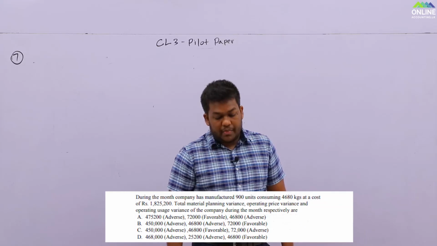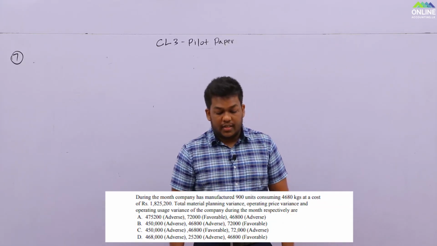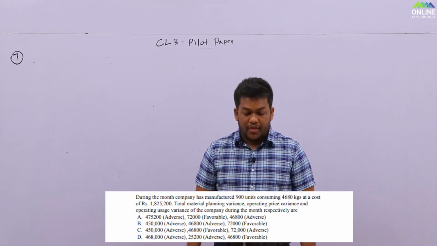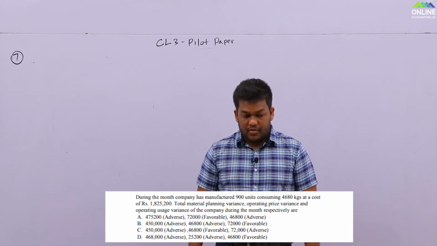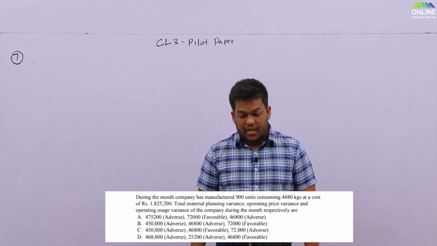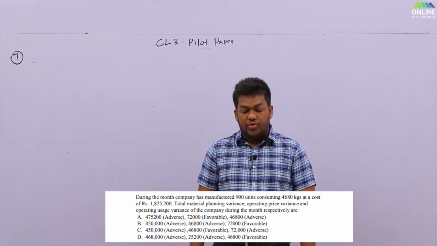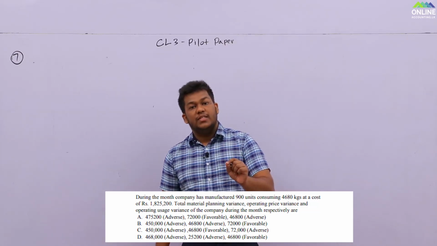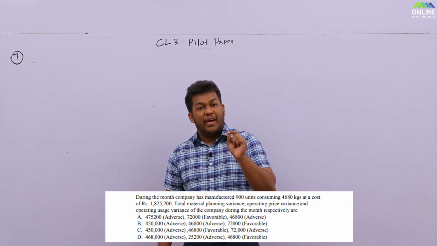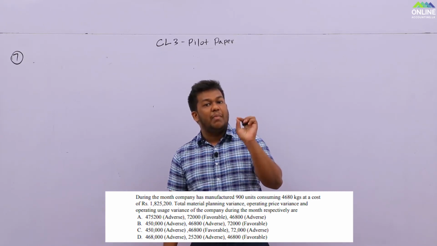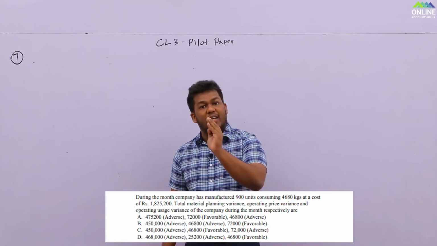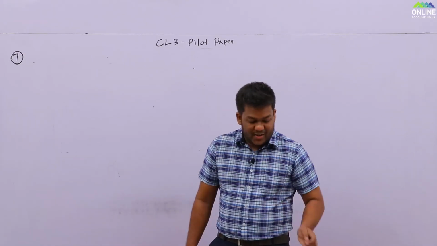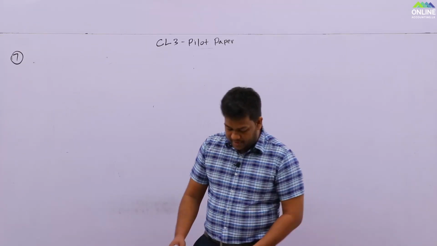During the month, company has manufactured 900 units, consuming 4,680 kilograms at a cost of rupees 1,825,000. Total material planning variance, operating price variance, and operating usage variance you have to calculate. Total material planning variance includes planning material price variance as well as planning material usage variance. But here usage is not going to be revised. So only the price, right?